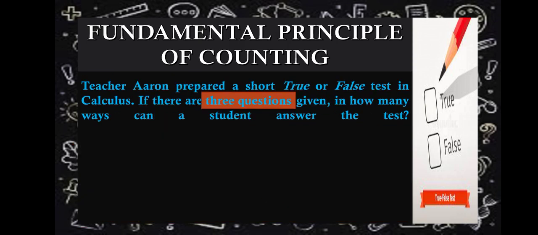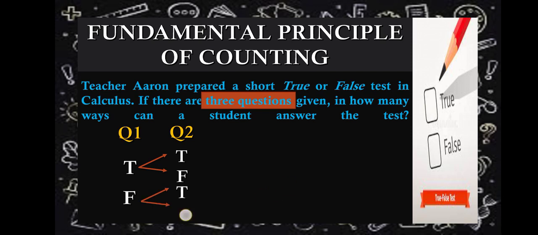So using a tree diagram, another way of getting the answer is the tree diagram. We have three questions. For question one, there are two options, right? Either true or false. For question number two, we pair the true or false with each true or false of question number one. So true will be paired with true or false. Same goes for false, which will be paired with true or false. In question number three, all of the true and falses of question number two will be paired with true and false. So that is true, true, true, false. Same goes with false, which will be paired with true and false.